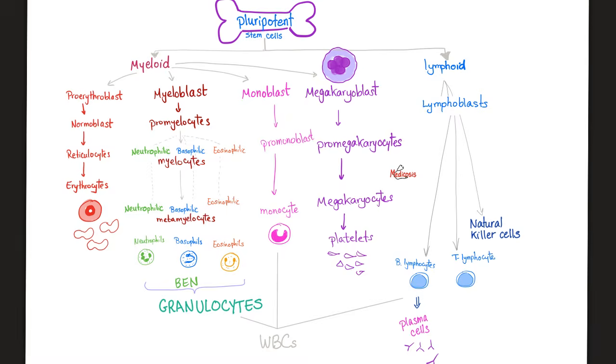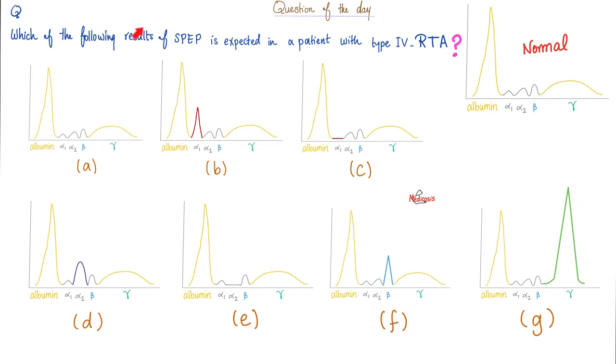Pause and review. Question of the day. Here we have the results of serum protein electrophoresis. And as you know, there is albumin, alpha-1 globulin, alpha-2 globulin, beta-globulin, gamma-globulin. We would like to see which of these will occur in a patient who has type 4 renal tubular acidosis, knowing that the normal looks like this. Is it A, B, C, D, or E, or F, or G? Let me know the answer in the comment section. You'll find the correct answer in the next video.